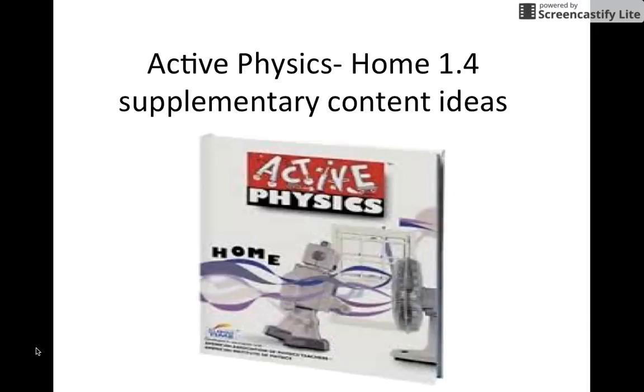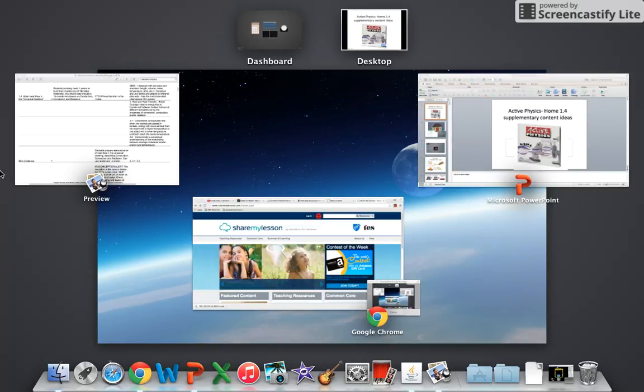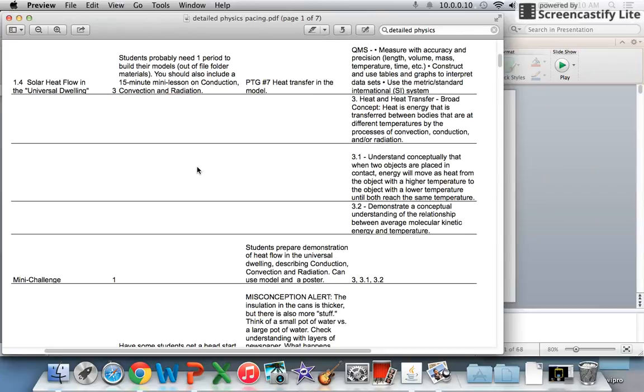As promised, we're going to go through some of the supplementary content that you could provide when you do the 1.4 home activity. Because as we look back at the pacing guide here, 1.4 is where students build their home, test and collect data on their home, and analyze the data. And they're supposed to come away with the content on heat transfer.